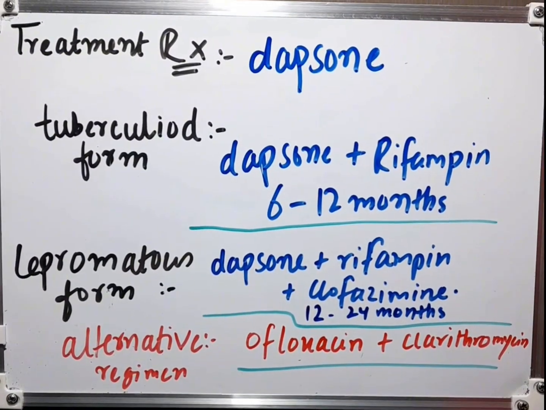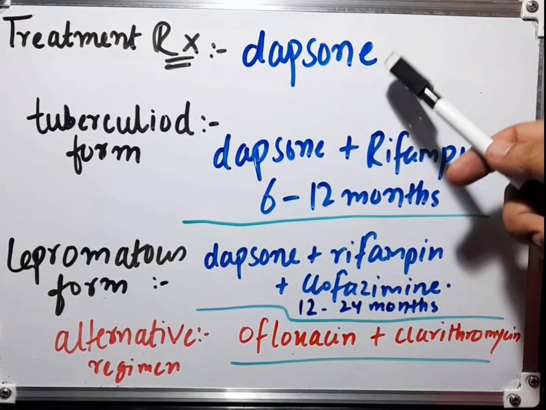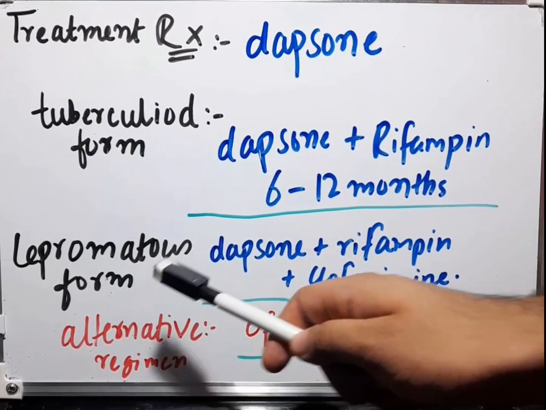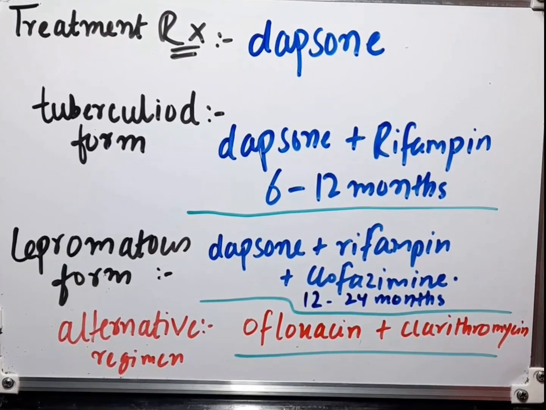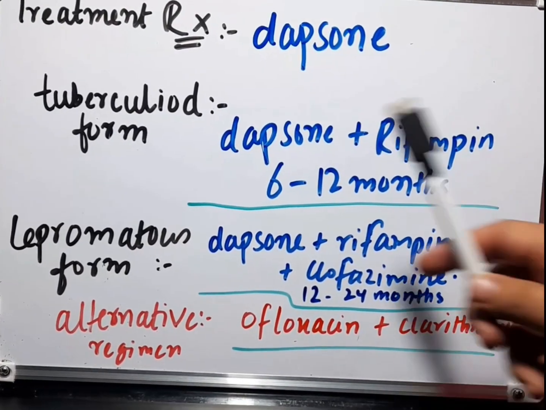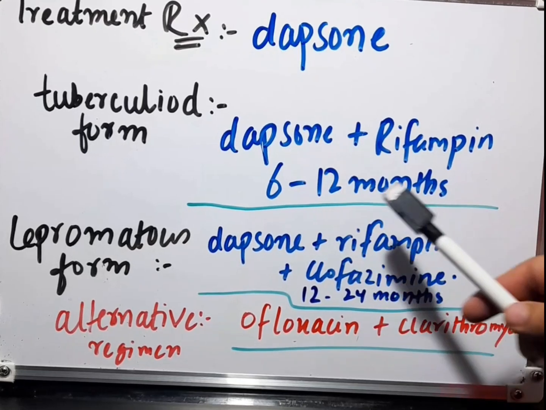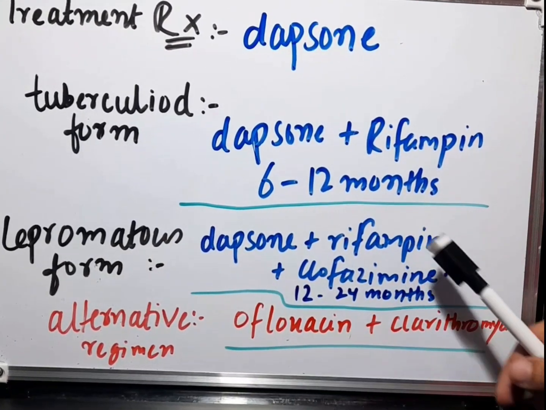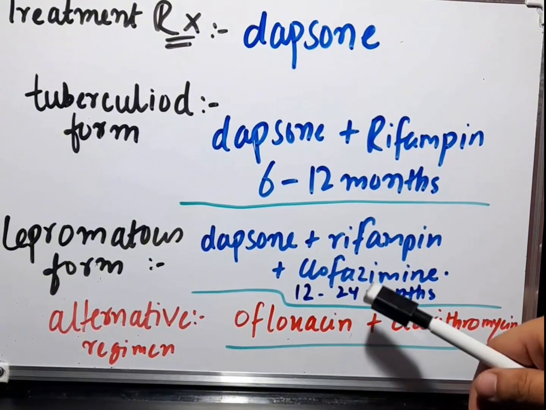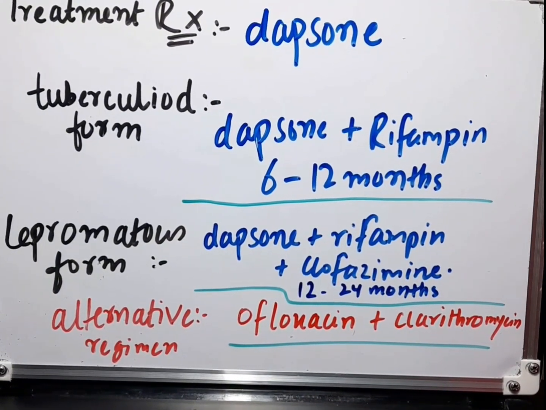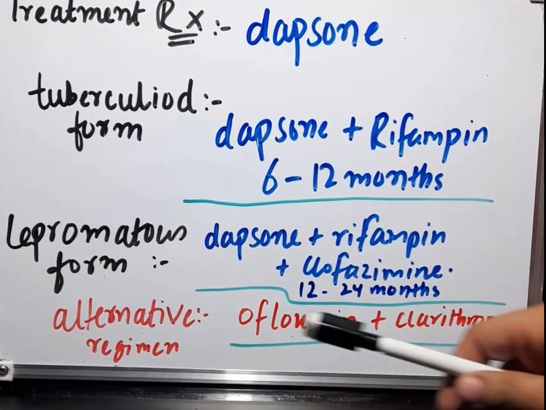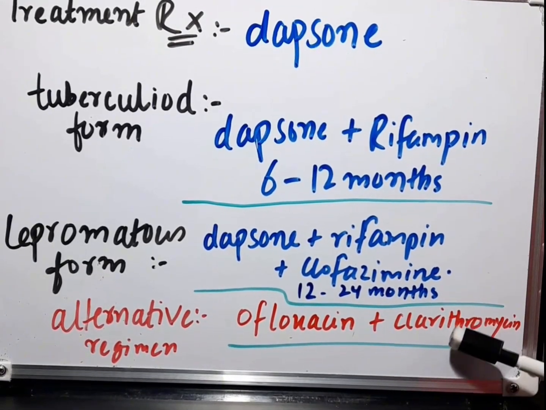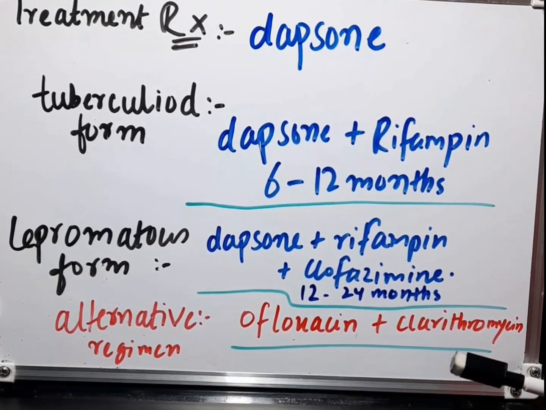The first line treatment is initiated with dapsone, which is a folate inhibitor, and in both the tuberculoid form and the lepromatous form of leprosy, we give treatment by regimen. In the tuberculoid form, dapsone is combined with rifampicin. In the lepromatous form, dapsone, rifampicin and clofazimine can be given for 12 to 24 months. An alternative treatment regimen is ofloxacin, a fluoroquinolone, and the macrolide clarithromycin, which can be given for the treatment of leprosy.